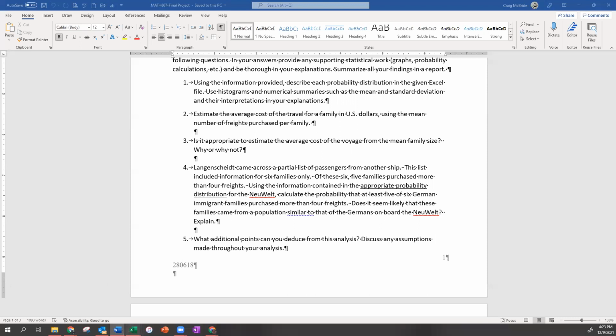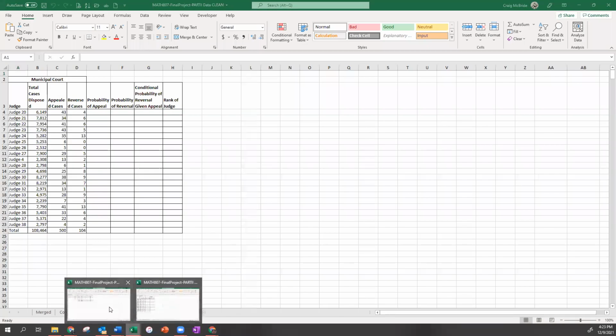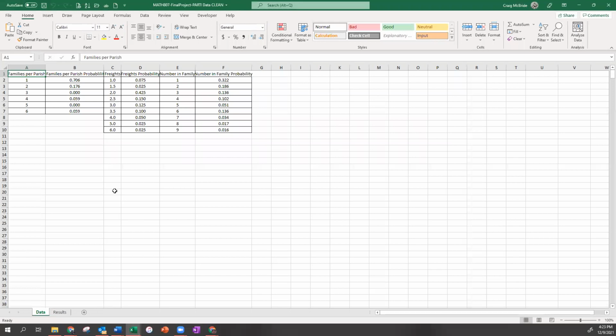So for instance, if we go to our data, that's part 2, part 1. So here's freights, and probability of freights. The number of freights has to be 5 or 6, which is these right here. If we add those together, the probability of a family buying more than 4 freights, because more than 4 just means these last 2, is literally just 5%, 2.5 plus 2.5.